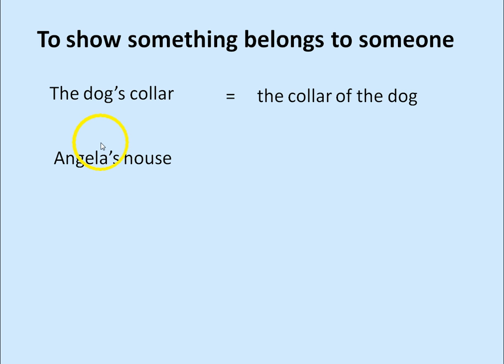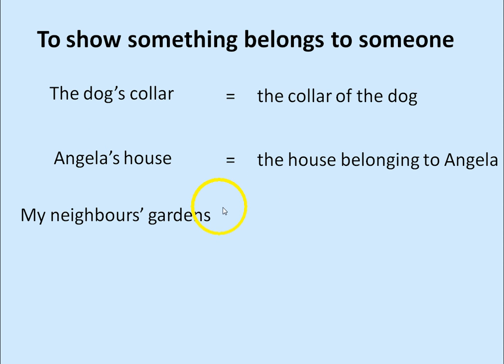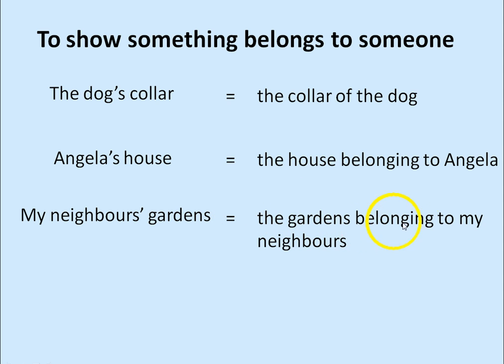So in this example, Angela's house, we know that the house belongs to Angela. So if we were to ask ourselves, who does the house belong to? The answer is Angela, so the apostrophe comes after that word, Angela. Whereas in this example, my neighbours' gardens always seem tidier than my own, the meaning is the gardens belonging to my neighbours, plural. So when we ask ourselves, who do the gardens belong to? The answer is my neighbours. So that's the reason why the apostrophe comes after the S in that example.